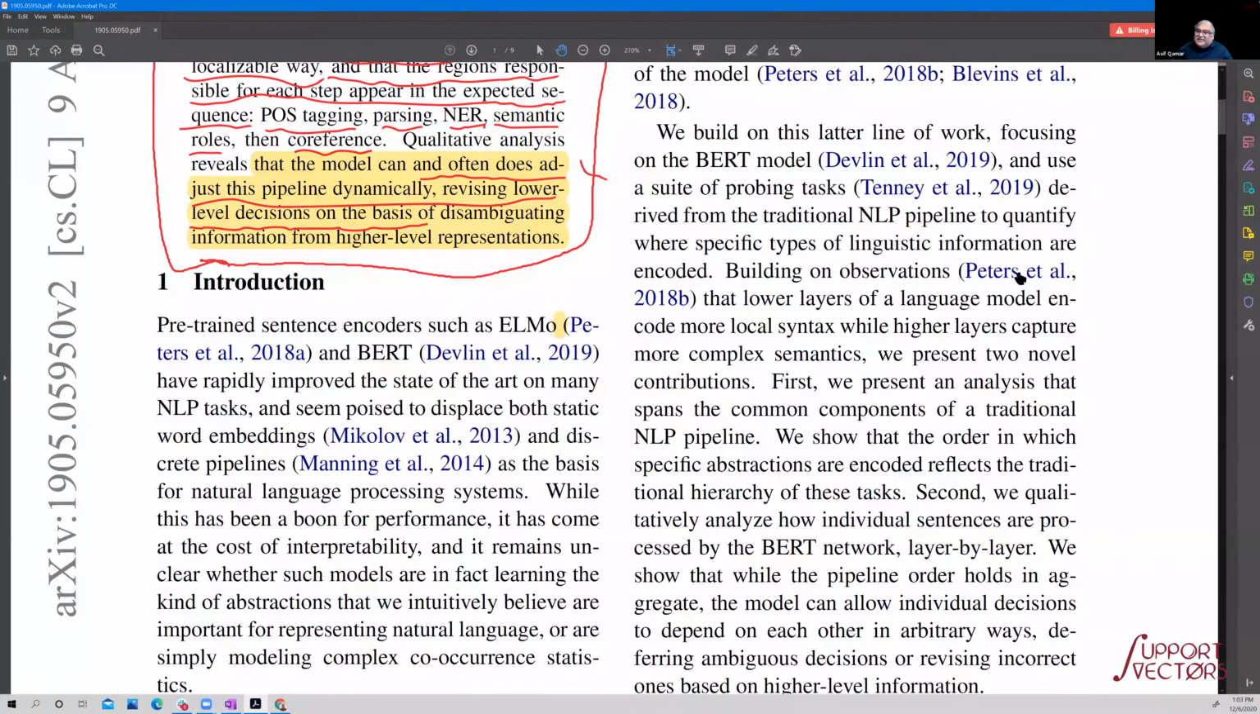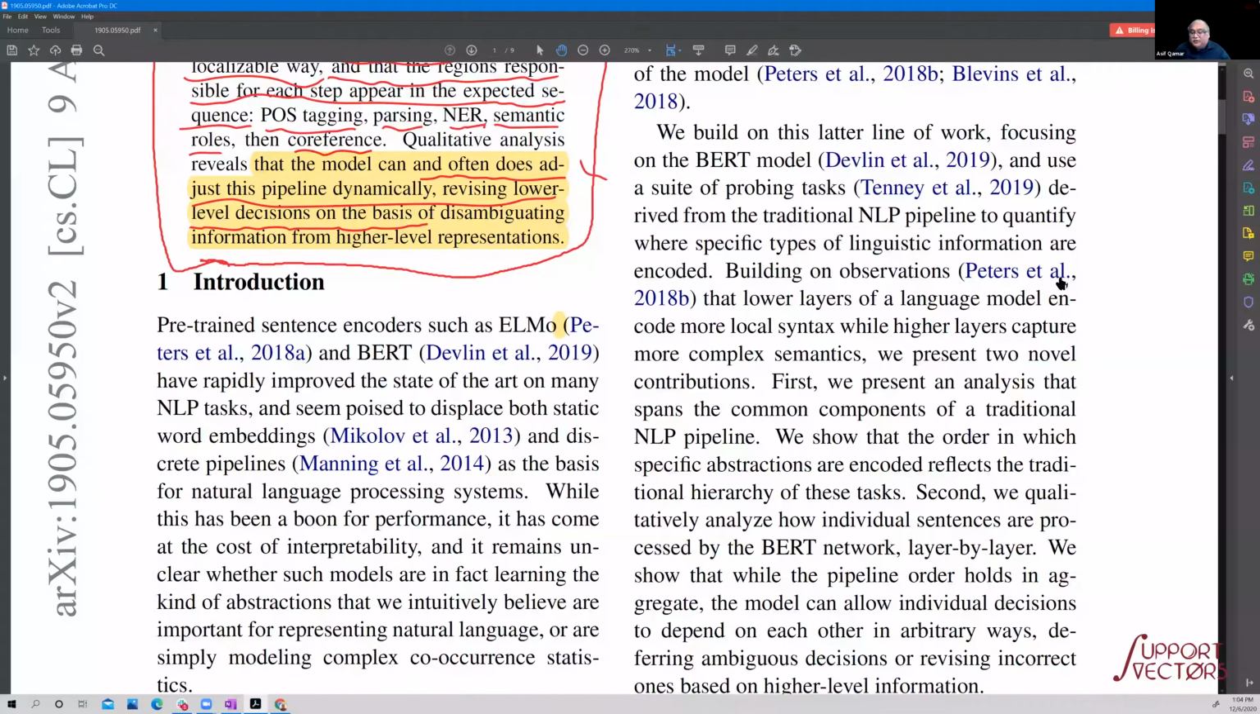And this was already discovered by Peters et al. Earlier research was already beginning to show that the syntactic information is in the lower layers and the semantic information is in the higher layers. Right? Semantic is the meaning part. Syntactic is noun and so forth, parts of speech, etc. That's one easy way to remember syntactic versus semantic. So semantic is a higher order, meaning-based thing. So they come later. So that work has already been done, as they point out: lower layers of a language model encode more local syntax, while higher order layers capture more complex semantics.